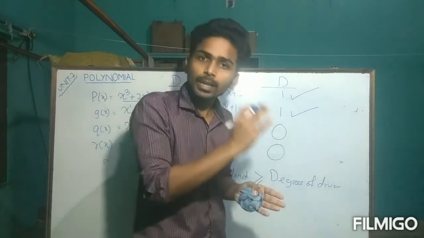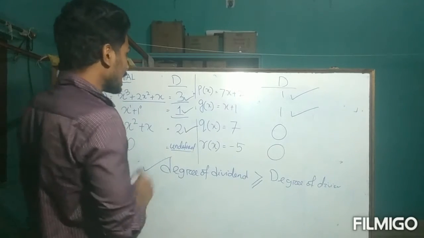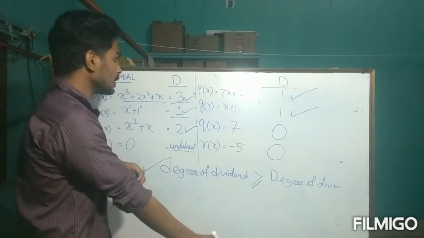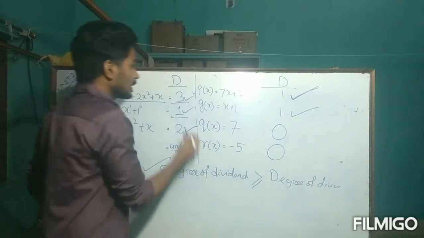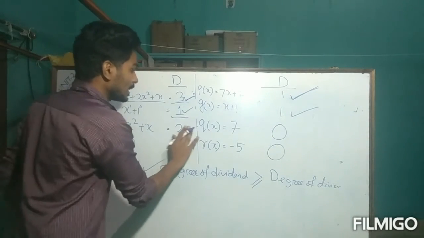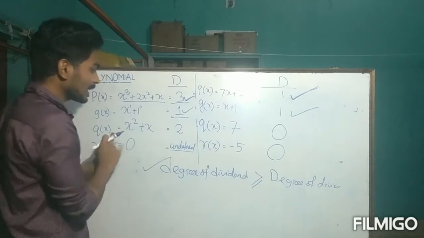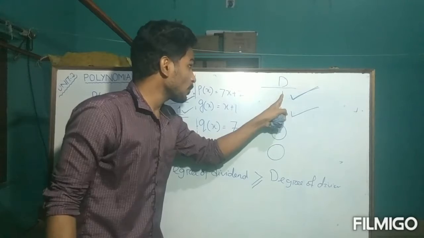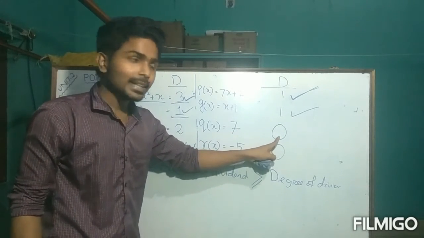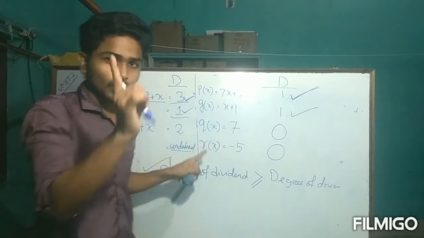But it cannot be less than the degree of the divisor. So this is clear. Then we come to the next term. Here the degree of the dividend is always greater than the degree of the quotient. 3 is greater than 2, and here also 1 is greater than 0. So the degree of the dividend is always greater than the degree of the quotient.